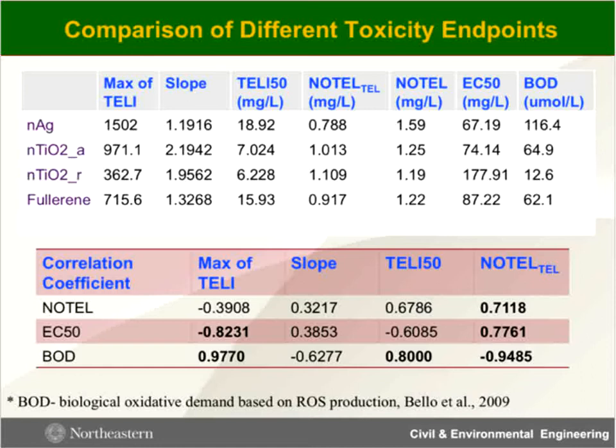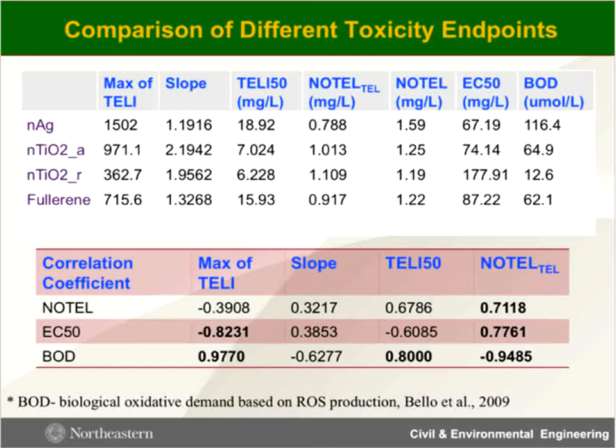Then on the first column, NOTL, I already explained that, that's currently accepted. And the EC50, that's currently accepted, the typical one. And the BOD is another new one proposed by Professor Bellows' group from UMass Lowell, and they're measuring ROS production in human serum of nanomaterial exposure as an indirect way to measure how toxic a nanomaterial is. So basically they're measuring ROS production in human serum, and I put that in there too.